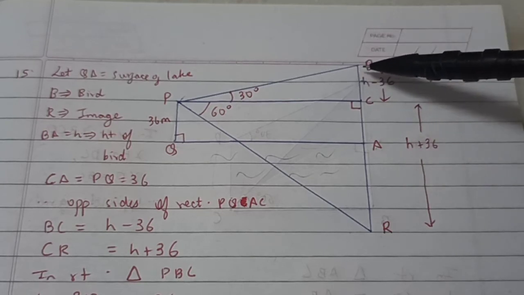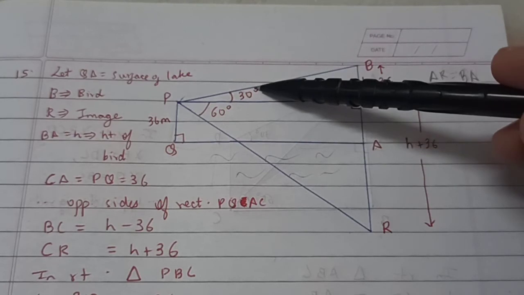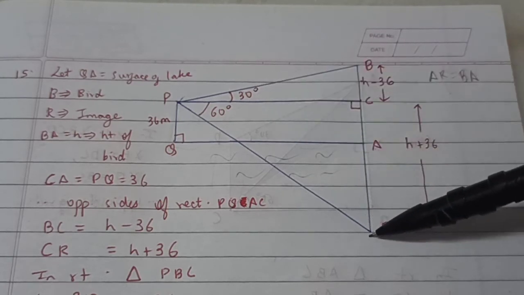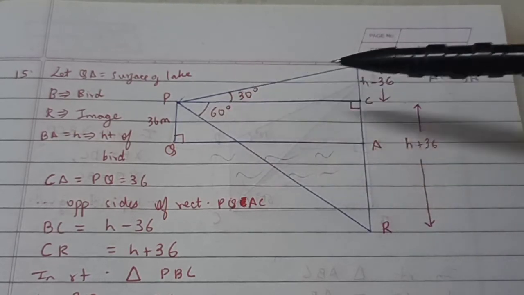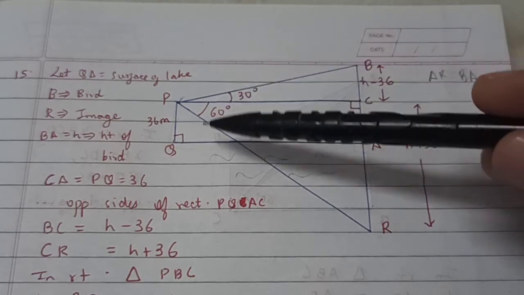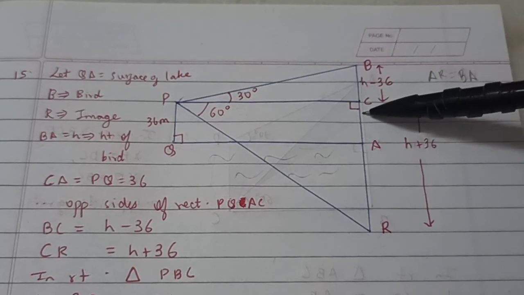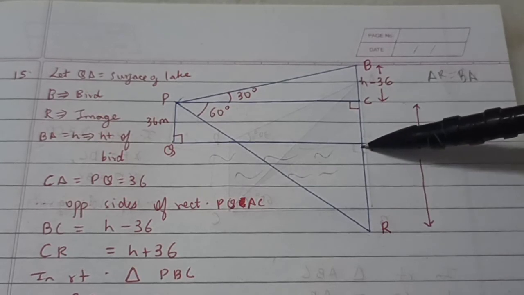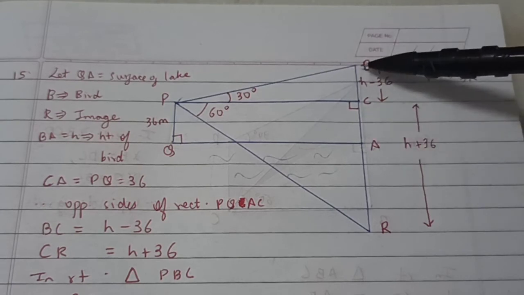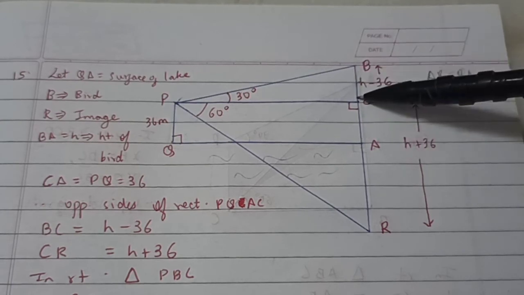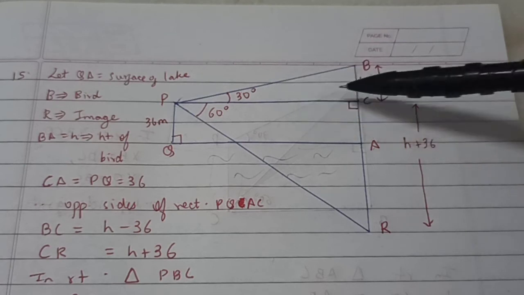The angle of elevation of the bird from point P is 30 degrees and the angle of depression of the image from the same point is 60 degrees. Now we know that PQAC is a rectangle, so PQ is 36, that means CA is also 36. So BC will be BA minus CA, which is H minus 36.